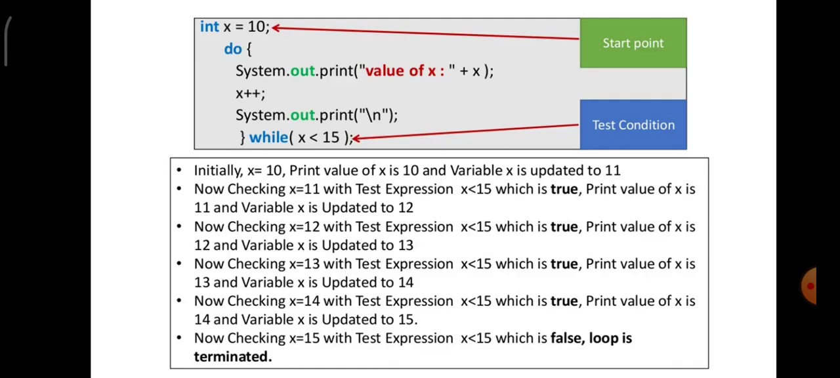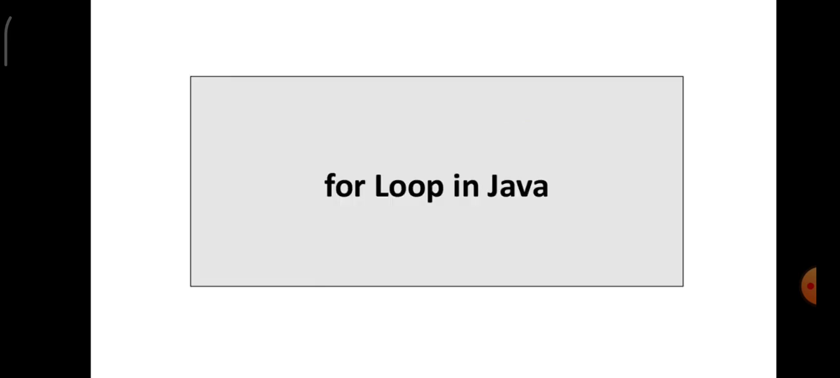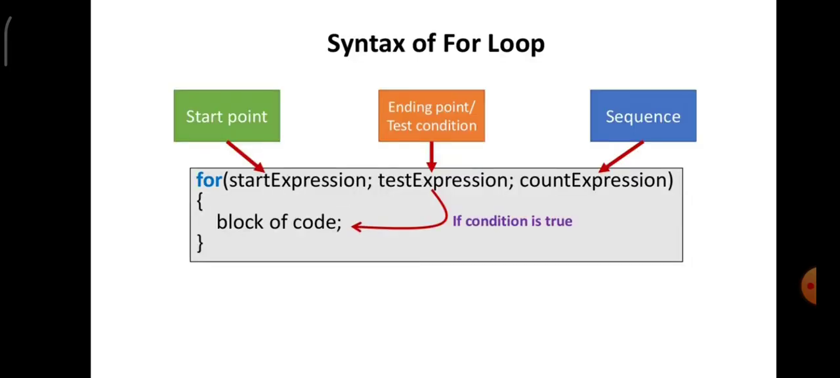Okay, let us move on to the next slide. For loop. For loop is the next looping statement. What are the looping statements we have seen before? The looping statements are while loop, and secondly do while loop. Now the third one is for loop. The syntax of for loop is given very clearly.